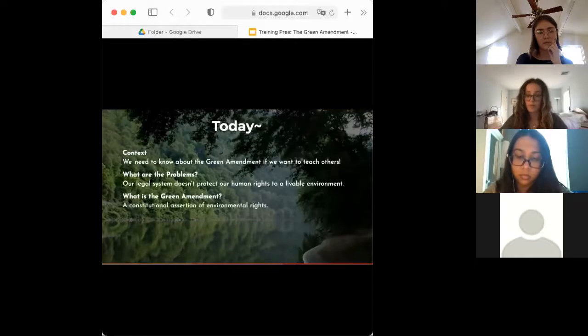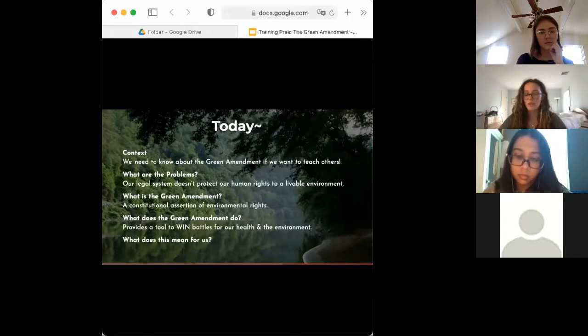We talked about what the Green Amendment is. It's a constitutional amendment and assertion of our environmental rights. It's fine using the big words in the slides. What does the Green Amendment do? We went over that. How it actually wins battles. It is a really effective tool for the people to use to protect their health and their environment. And it shows what this means for us. Tying back those problems in New Jersey, if New Jersey passes this in both the Senate and the Assembly, and then on the ballot in November, our environmental justice communities and all communities will have the means to justly tackle many local environmental issues.